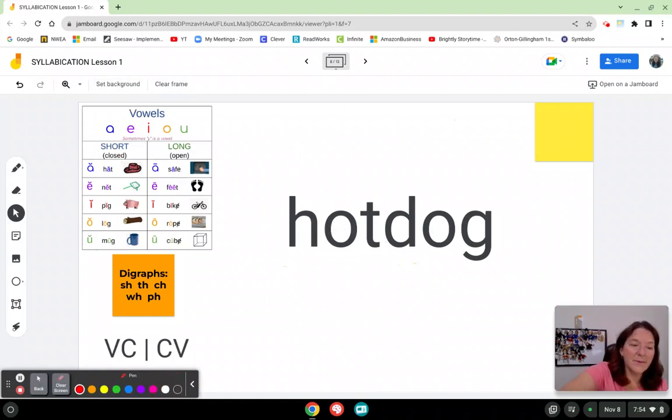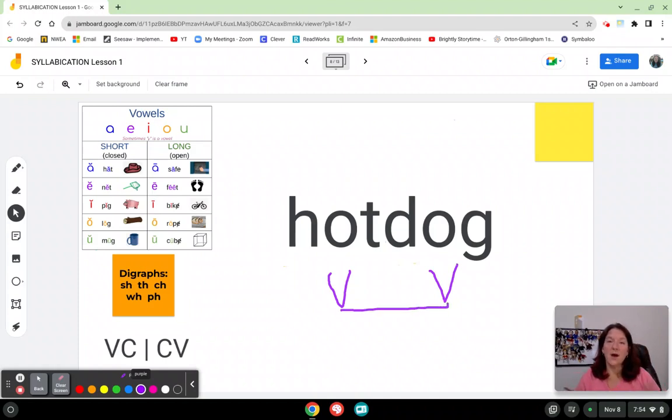So I'm going to find my vowels. So I see I have an O, and I'm going to put a V below that O, and I have another O. I'm going to put a V below that O. Then I'm going to draw a line connecting those two V's, and I call that line the bridge because it looks kind of like a bridge. Okay. And I'm giving you a second to do that on your paper.